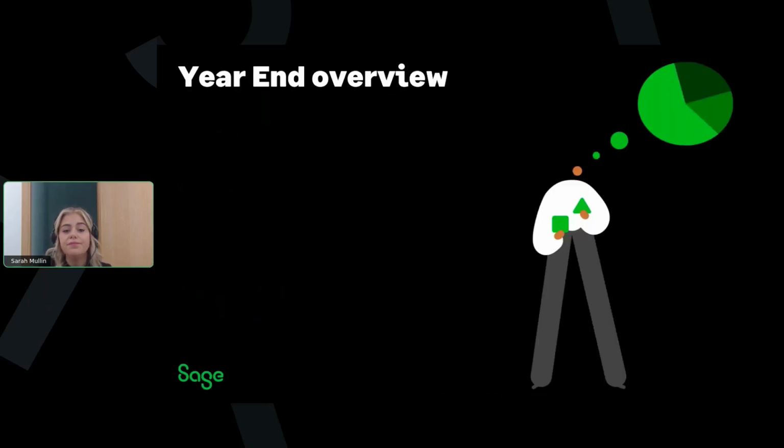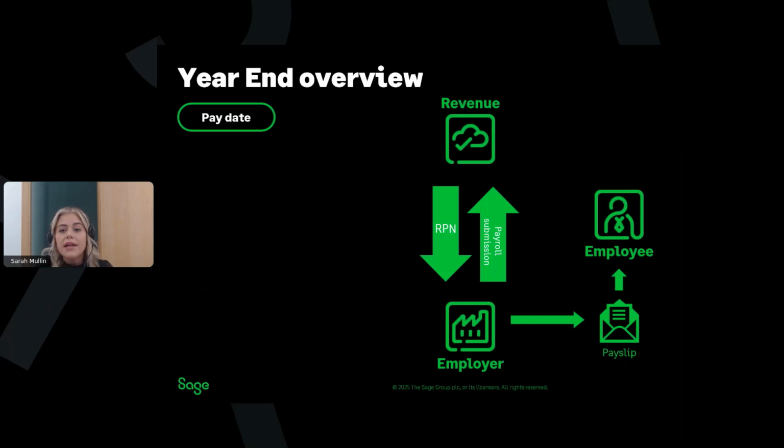So let's get things started with our year-end overview. To give you some context, I just want to quickly recap how payroll information is reported to revenue in real time throughout the tax year. On every pay date, as an employer, you'll start by retrieving the latest revenue payroll notifications, or RPNs, from Revenue's online service. This ensures your employees are always on the most up-to-date tax credits and cut-off points.